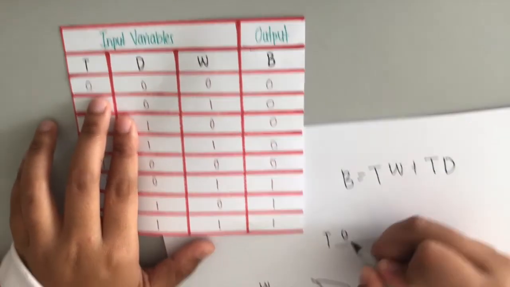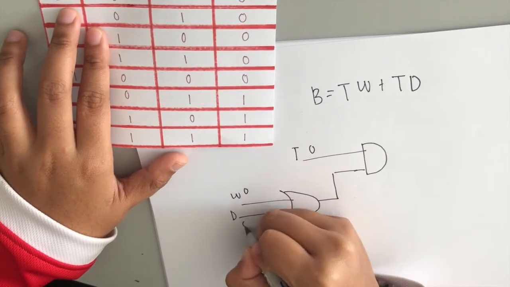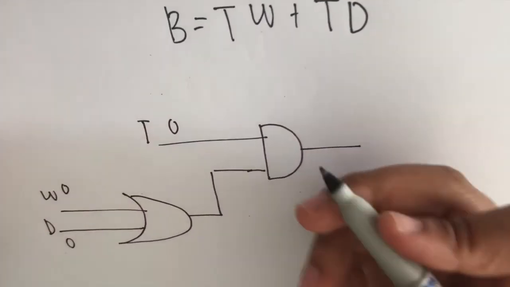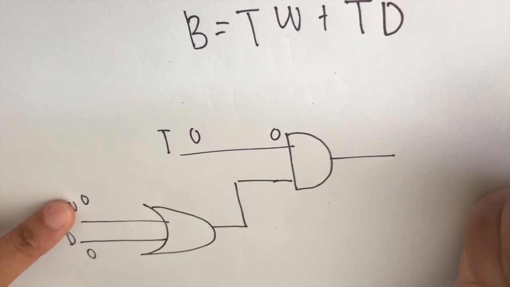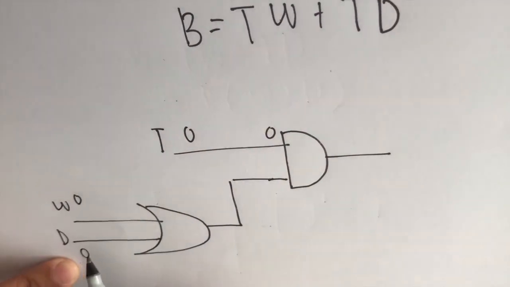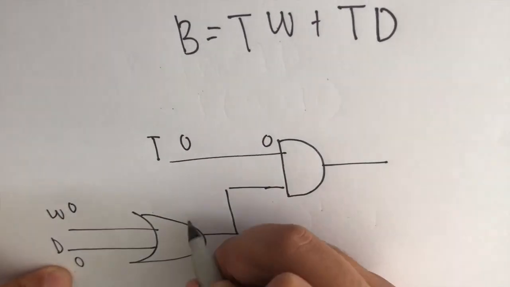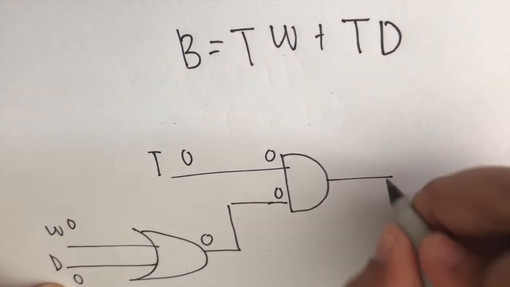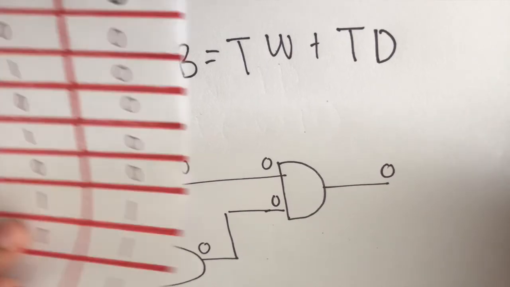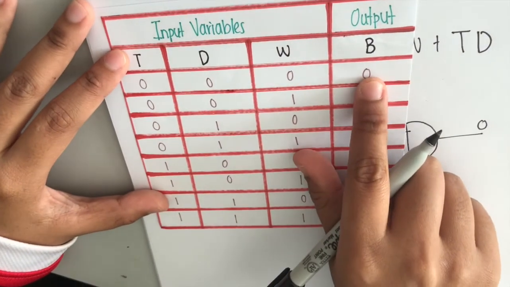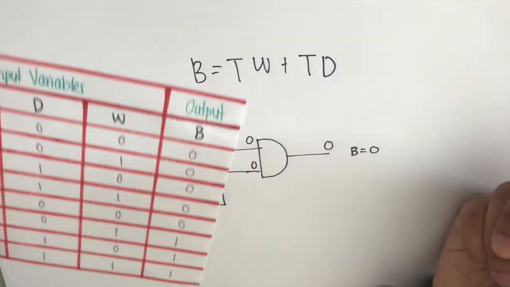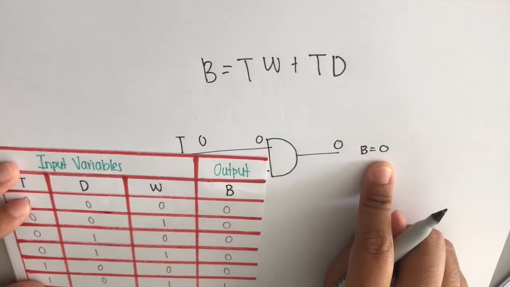This is 0, 0, and 0. Okay. 0 when coming to the AND gate will become 0. 0 and 0 when coming to the OR gate will become 0. So, the output will become 0. When we look at the table, the output is 0. B equal to 0. So, the bell will not ring.